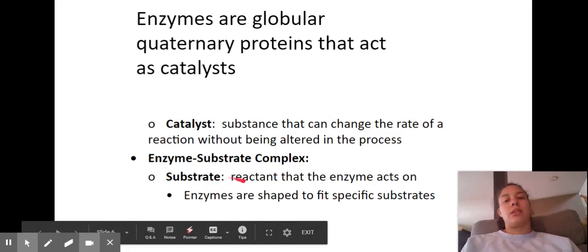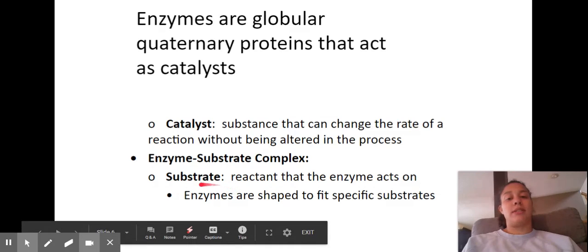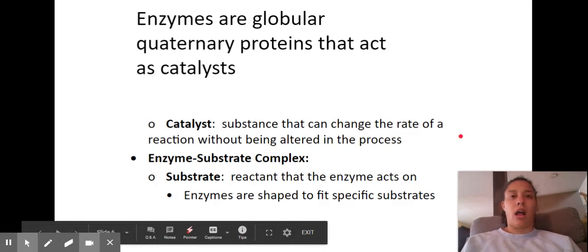Again, a reminder: substrate is kind of synonymous with the word reactant, but a little bit different because enzymes are just momentarily fixed with their substrates and they aren't there throughout the entire chemical reaction, or they aren't included in that. So enzymes are going to have a specific shape and a specific fit to them. We call it a lock and key model, or it could be called an induced fit model as well, where they're going to have a specific shape that's going to match up perfectly with a specific substrate. Not all enzymes act on all substrates.